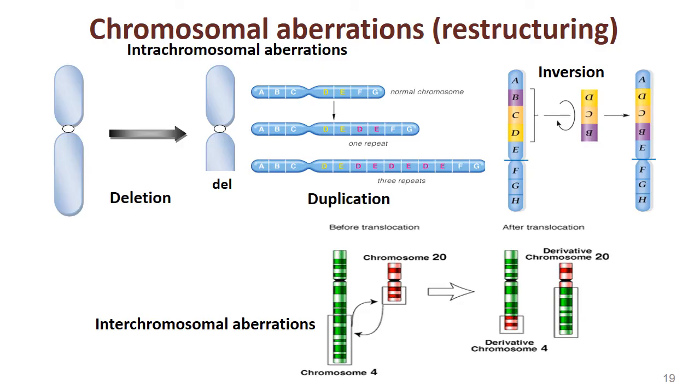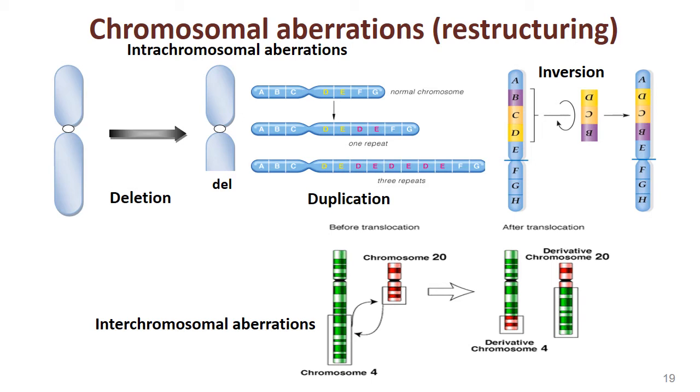Chromosomal aberrations, restructuring. Intrachromosomal aberrations include deletion, which means a portion of either the long or short arm of a chromosome may be lost, and this is termed a deletion. Then duplication, doubling of a fragment of a chromosome. And third kind is inversion, a rotation of a fragment of a chromosome by 180 degrees.